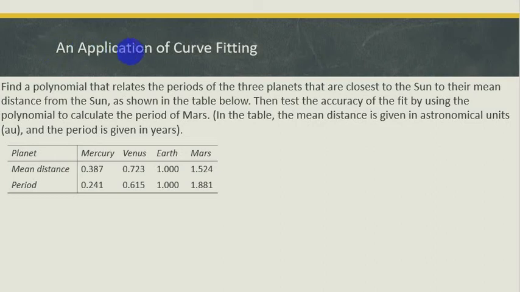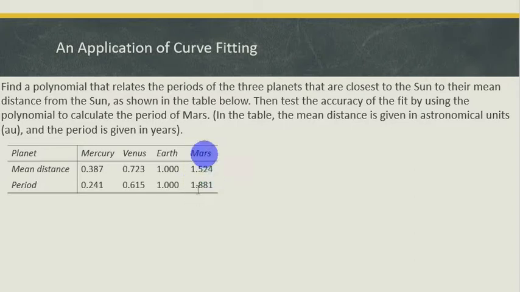Let us have an application of curve fitting. We are asked to find a polynomial that relates the periods, or the time it would take a planet to revolve around the sun, of the three planets closest to the sun to their mean distance from the sun, as shown in the table below. We have here Mercury, Venus, and Earth, and that shows their mean distance in astronomical units and period given in years. After finding the polynomial, we are asked to test the accuracy of the fit by using the polynomial to calculate the period of Mars.